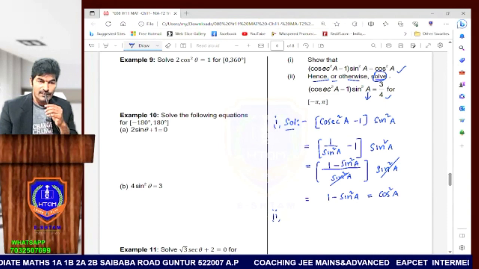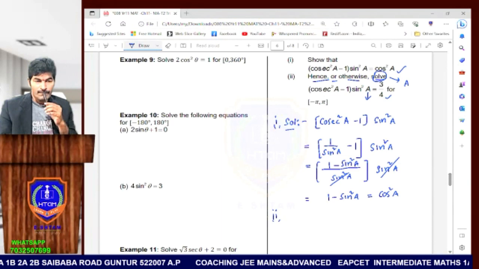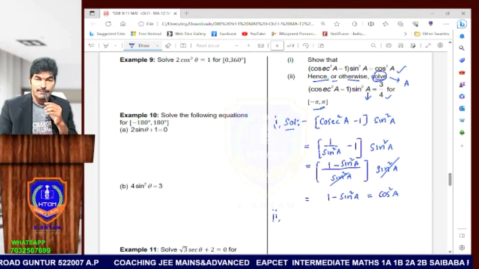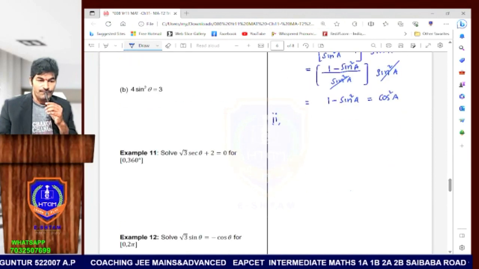Solve means you have to identify the values of A. Solving means you should get the values of that variable. In some cases it will be x's, maybe y's, it will be t's. Here in this question it will be A's. You have to find the value of A. Okay, for this equation, which range? The range will be minus pi to plus pi. Understood the question? Yeah.